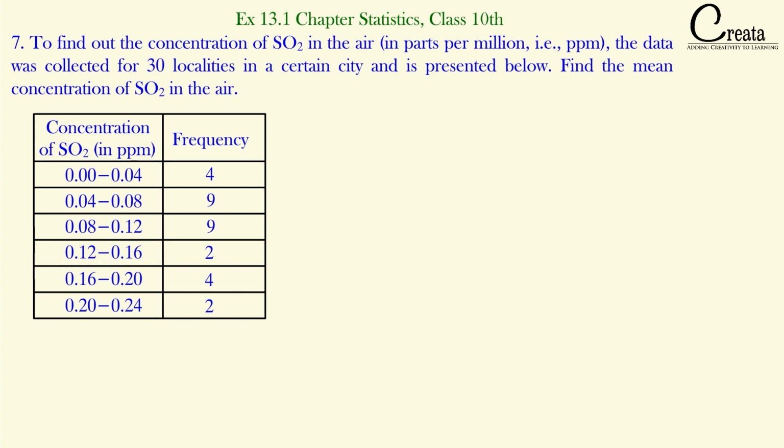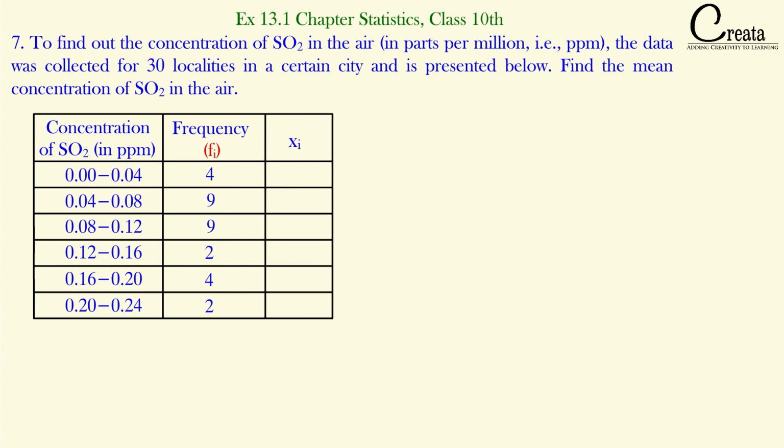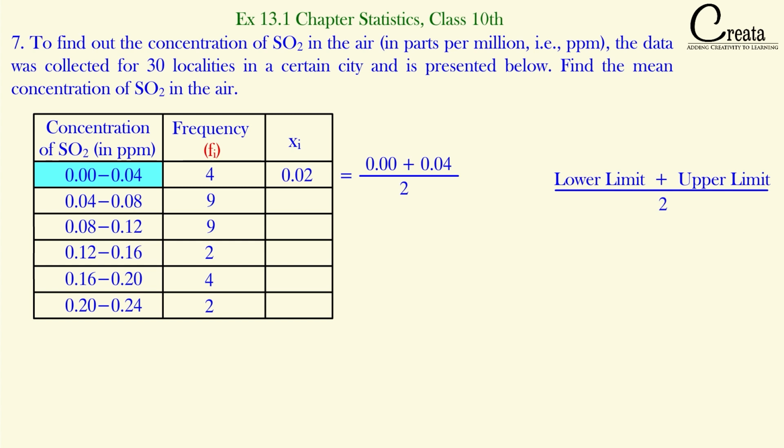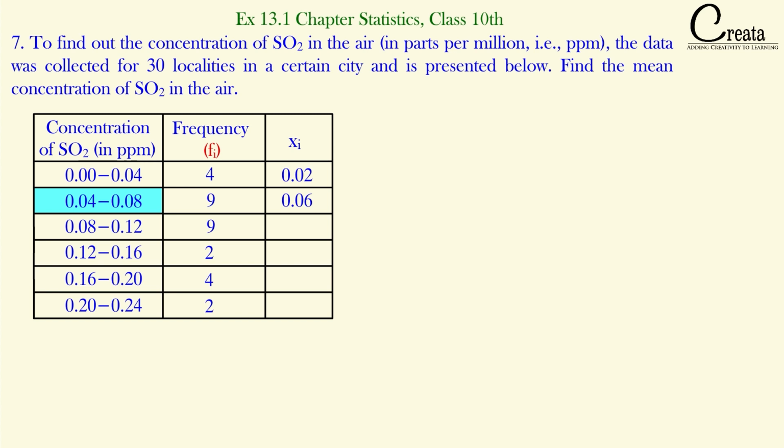Here frequency is given, so it is Fi. And what is the next step? The next step is to calculate the Xi, that is the observation. And how do we do so? We take the midpoint of the range. Here, the first range 0 to 0.04, the midpoint is 0.02. You can also use the formula, lower range plus upper range upon 2, it will give 0.02. Similarly, the midpoint of the next range is 0.06. Further, it is 0.10. Next, it is 0.14, then 0.18 and 0.22.